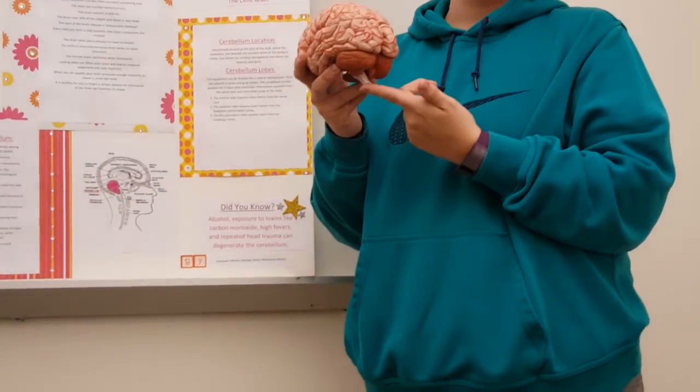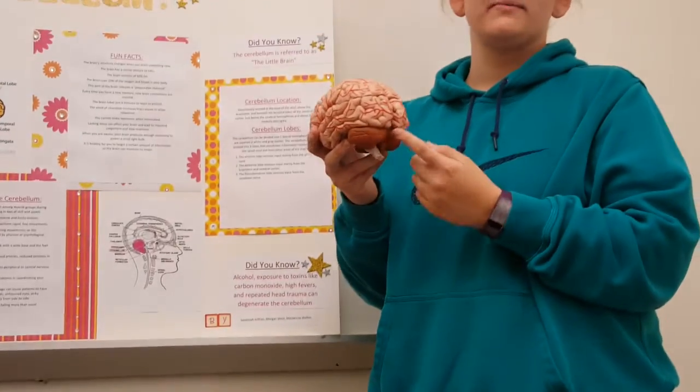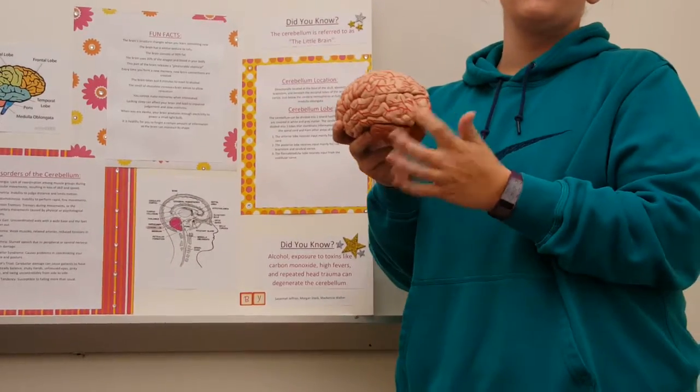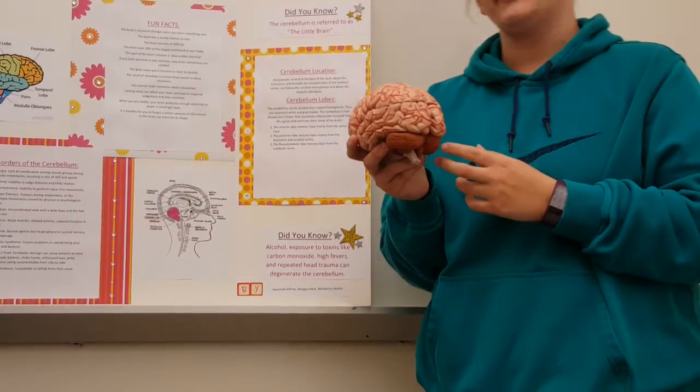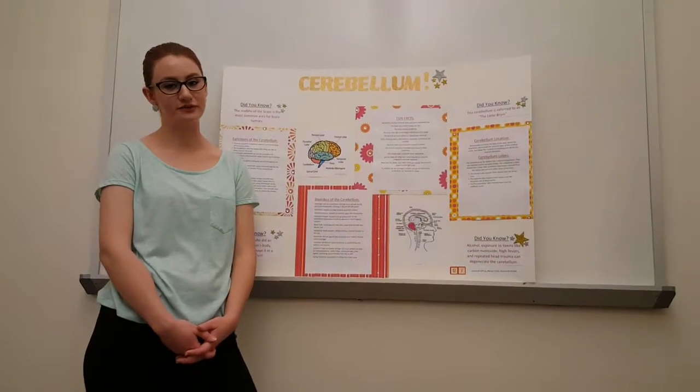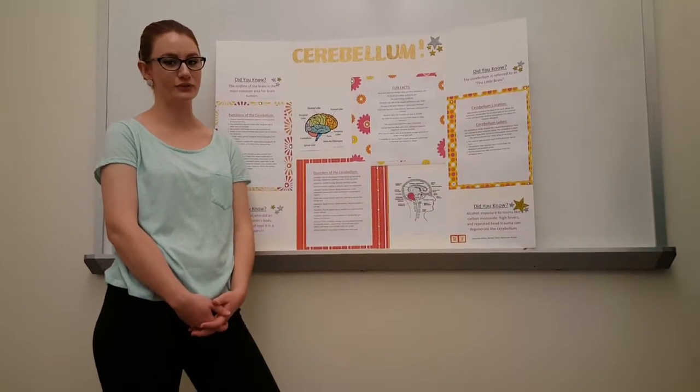Alright, so the cerebellum is located at the base of the skull. It's just above the brainstem and just below the occipital lobes of the cerebral cortex. It is also just below the cerebral hemispheres and the medulla oblongata. The cerebellum is divided into two lateral hemispheres that are then broken down into three lobes.